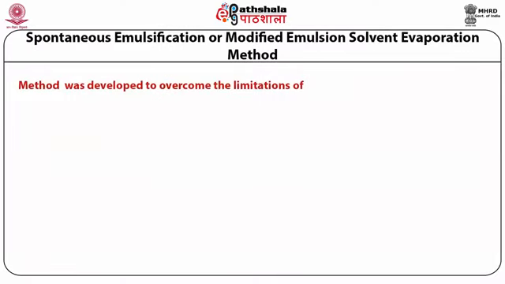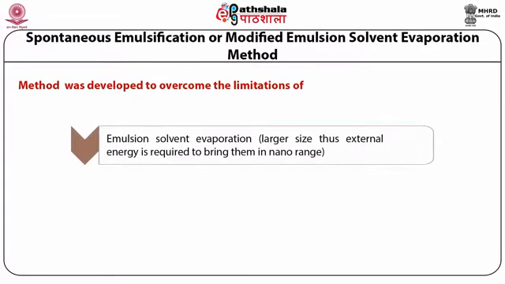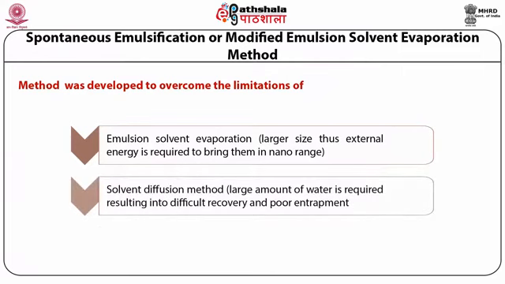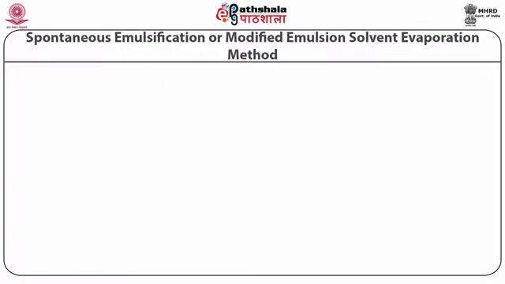The method was developed to overcome the limitations of emulsion solvent evaporation, like larger particle size, so that external energy is required to bring them into the nano range. In the solvent diffusion method, a large amount of water is required, resulting in difficult recovery and poor entrapment. Now let us see what are the merits of this technique.